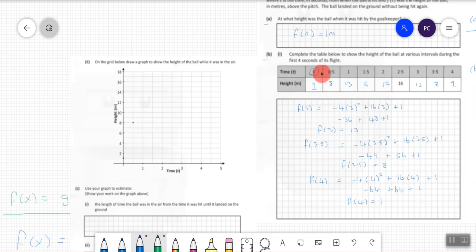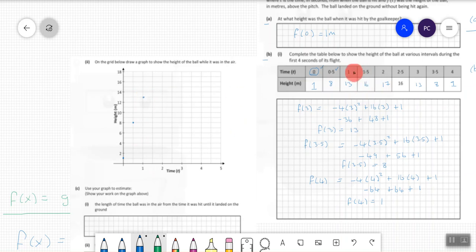Okay, so that's the second point. So we can just tick these off as we move across. The next one is at 1 second, which is here. The height is at 13. Okay, so the height is about here.